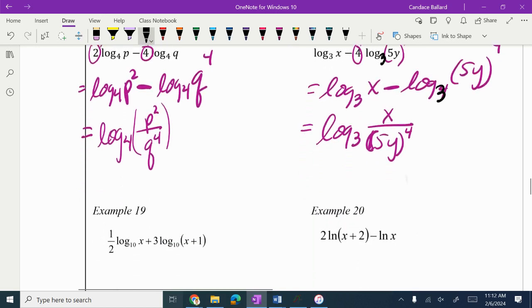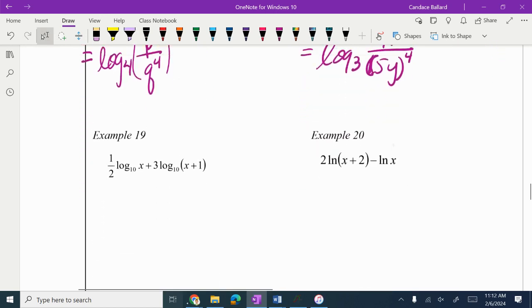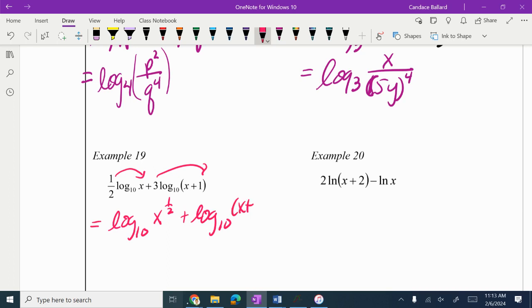Okay. All right. Let's look at 19, 20, and 21 here. So we're getting into ones that are a little bit trickier and harder, maybe. What do I have to do when there's a coefficient? Where does it go? Exponents. We're going to make those exponents. So we've got log base 10 of x to the 1/2 plus log base 10 of x plus 1 cubed.